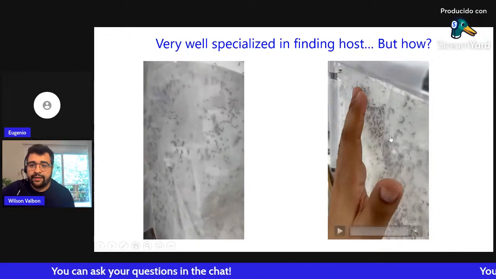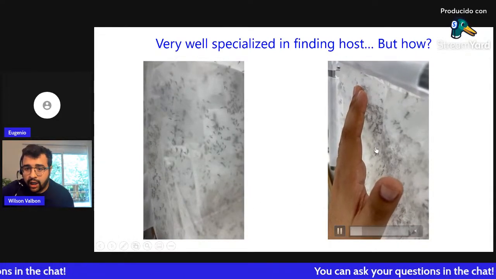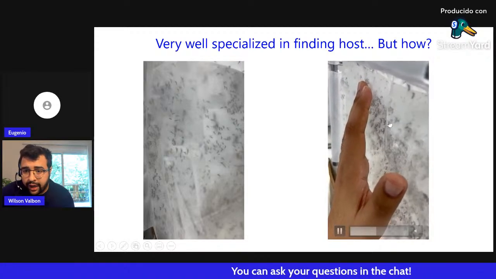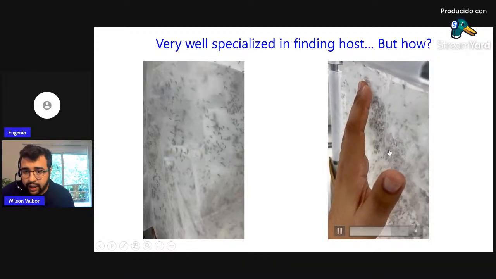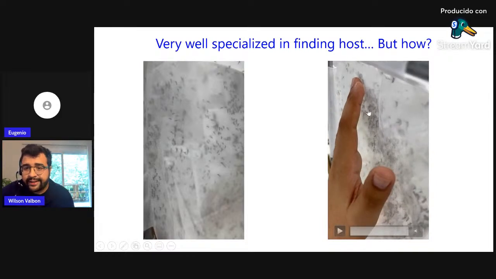So this is the same video, but from another angle. Here you can see the mosquitoes are piercing the net. We can see the mouthpart here crossing the net. Okay, but how do mosquitoes do that? How do they do that?